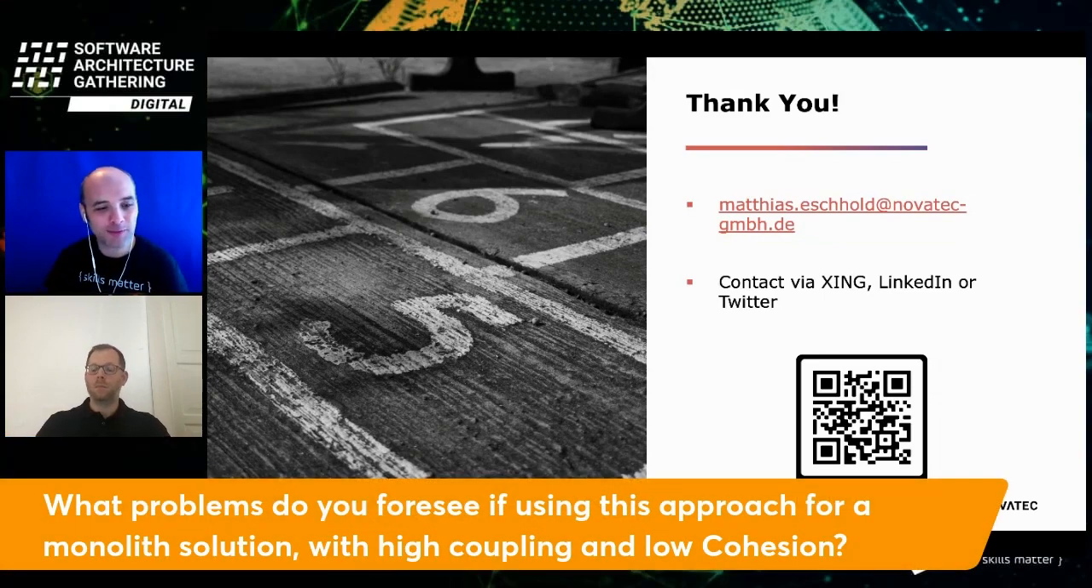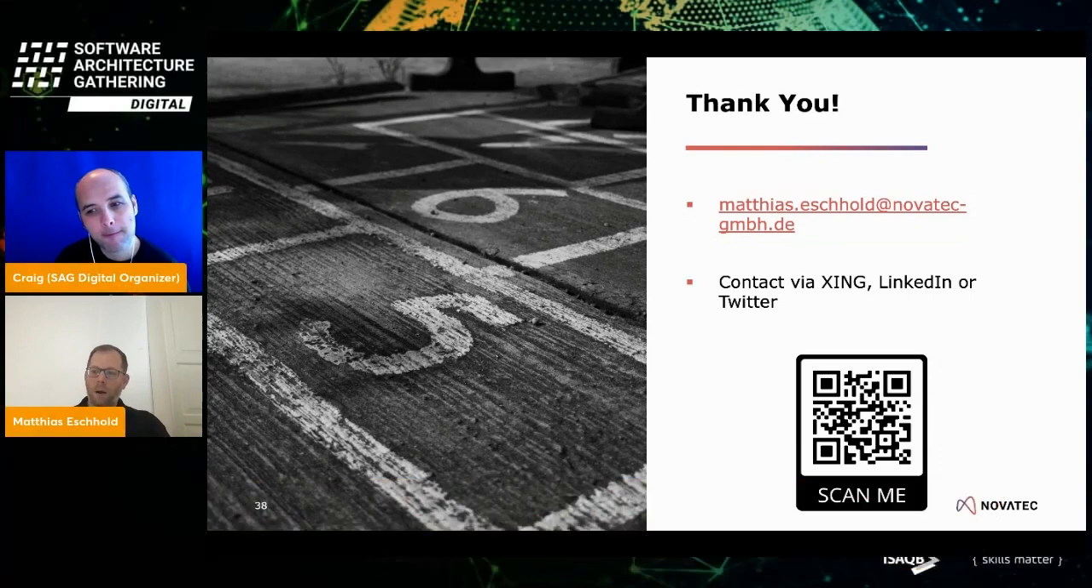What problems do you foresee if using this approach for a monolith solution with high coupling and low cohesion? I think a problem with a big monolith, where it's maybe millions of lines of code and thousands of packages, is that the complexity is too high to run the domain re-architecting with the motivation to improve the situation fast.